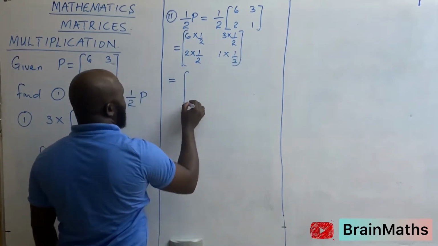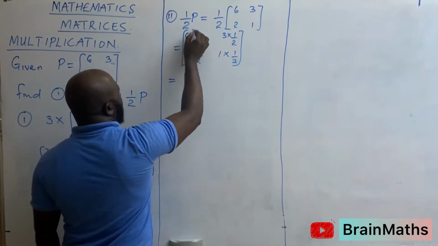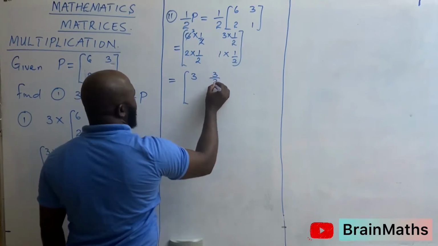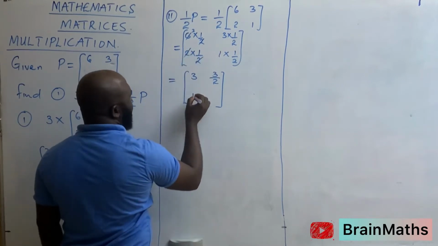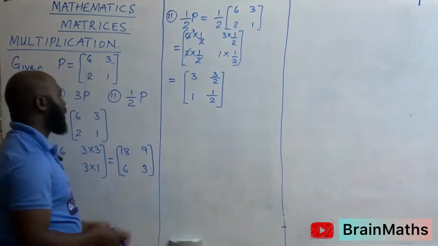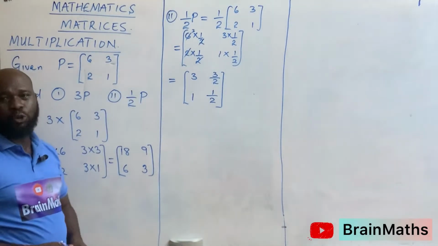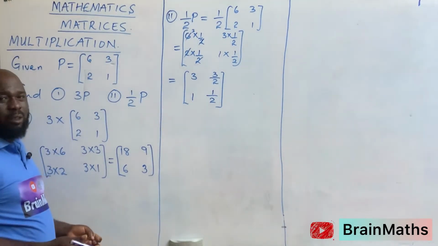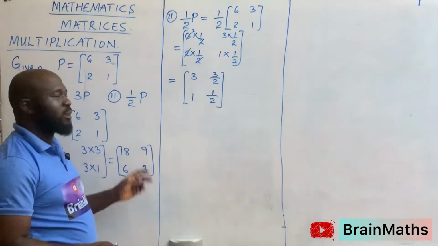And the final answer for this one is going to give us 6 times half, that is 3. 3 times half, that is 3 over 2. Also, 2 times half, the 2 cancels 2, and we are left with 1. And then 1 times half, 1 over 2. So for the second question, our answer is going to be this matrix for 1 over 2 P. So this is how to multiply a matrix by a scalar. You could be given any question in terms of scalar.